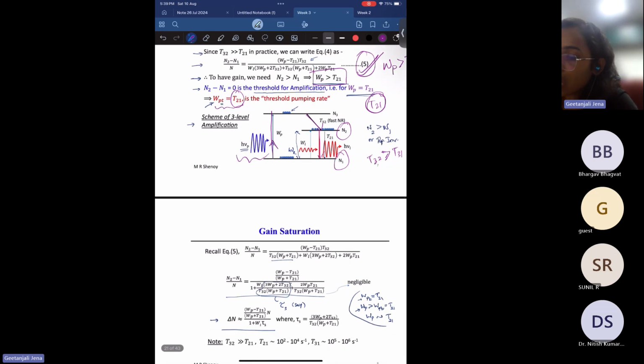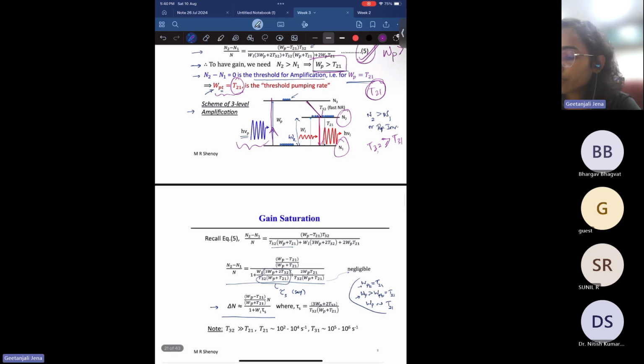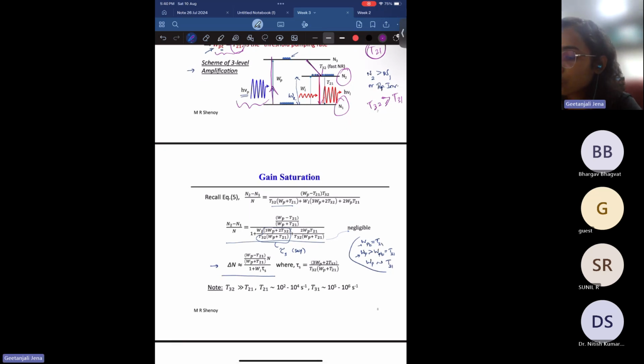Now let's see how in this 3-level system we can get gain saturation. For the 2-level system, we initially represented gain as gamma 0 nu divided by 1 plus I nu by Is. And for this 3-level system, let's see how we can represent the gain saturation. This is the final expression we got, equation 5. If you divide it by omega p plus T21, we get this term, this term and this term.